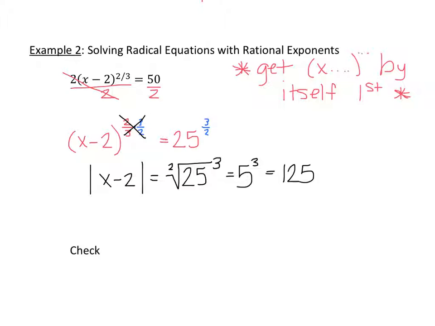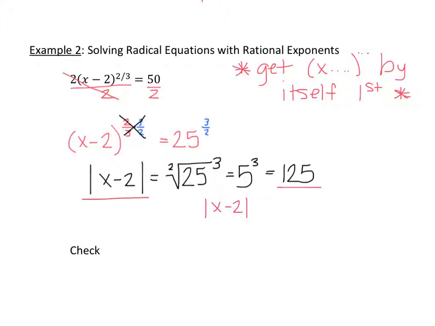That was just the way I wanted to deal with it. You could have put it in the calculator, but this is your index and this is your exponent. You could have put 25 raised to the 3/2 in the calculator and it would have spat out 125, but we did it without. So now this is what we have left. Absolute value of x minus 2 equals 125.